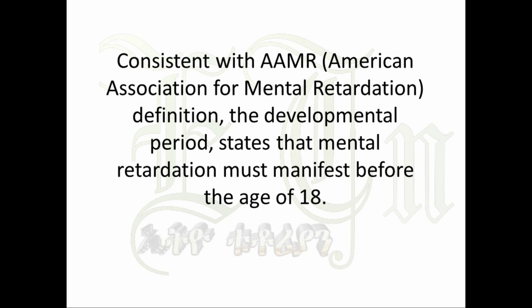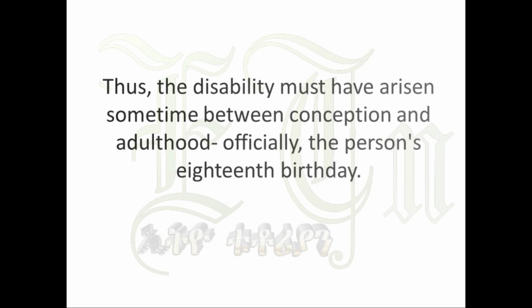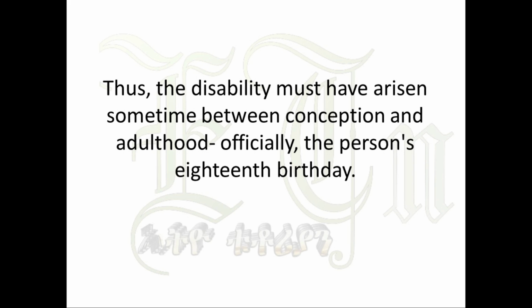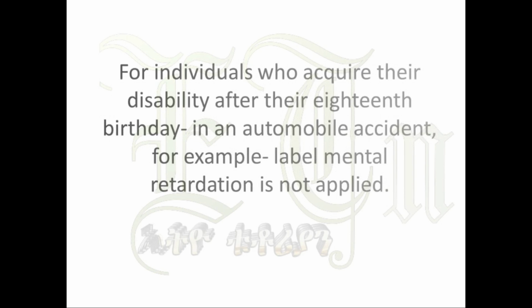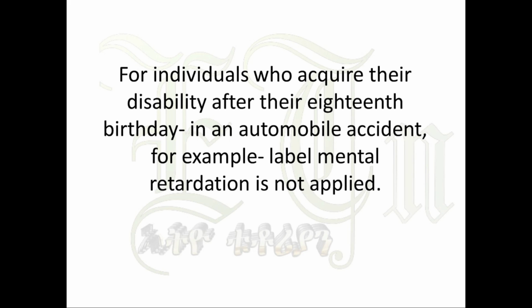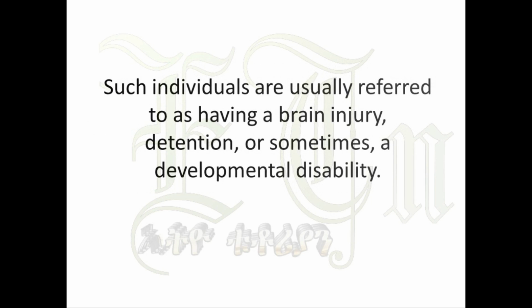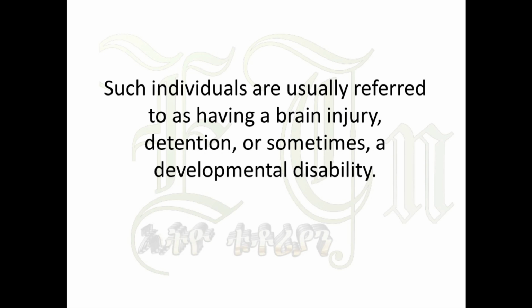Consistent with the American Association for Mental Retardation definition, the developmental period states that mental retardation must manifest before the age of 18. Thus, the disability must have arisen sometime between conception and adulthood, officially the person's 18th birthday. For individuals who acquire their disability after their 18th birthday, in an automobile accident, for example, the label mental retardation is not applied. Such individuals are usually referred to as having a brain injury, dementia, or sometimes a developmental disability.